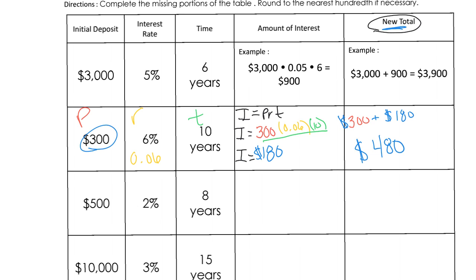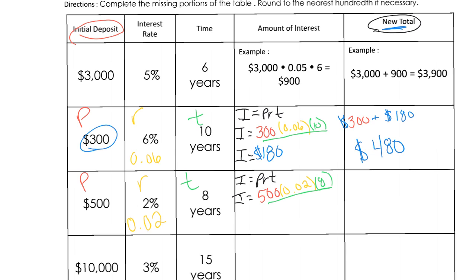All right, so let's do one more together. So again, I always write my equation. I equals PRT. The initial deposit is your principal. The percentage is your rate. And we have to write that as a decimal. So it's 0.02. And then 8 years is your time. So we plug that into our equation. Our principal is 500 times our rate of 0.02 times our time of 8 years.